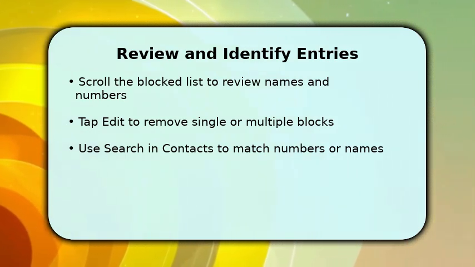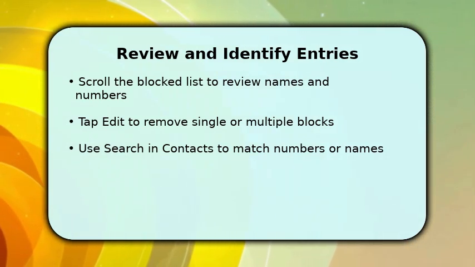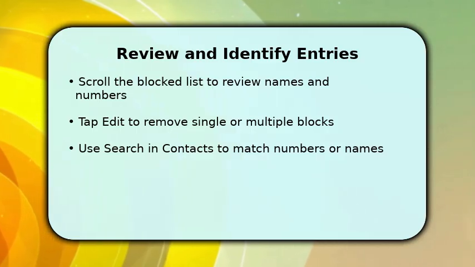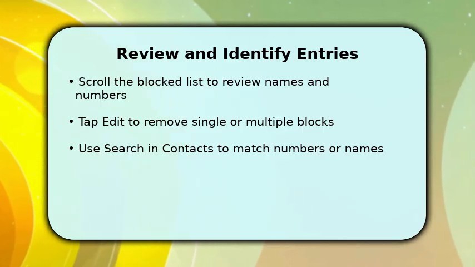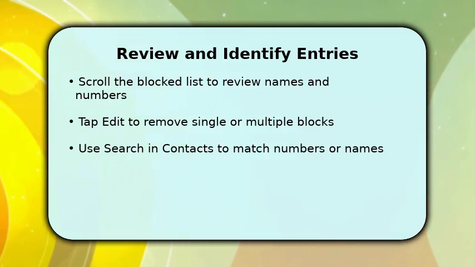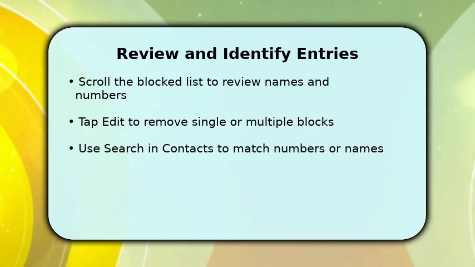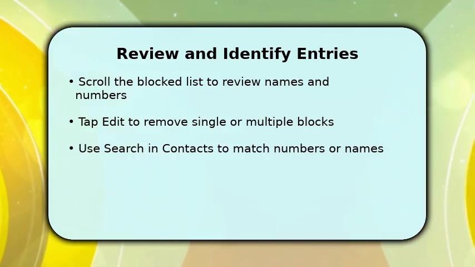Use the Edit button to reveal delete icons for individual entries. You can also cross-check by searching contacts for the number or name, since blocked entries are linked to contacts. If a number looks unfamiliar, note its format. Country codes or extra characters can hide duplicates.